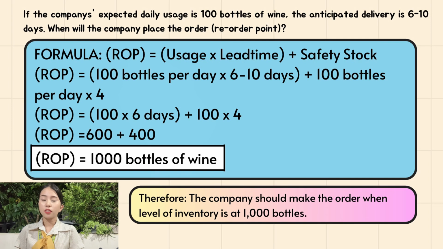So our usage is the 100 bottles of wine. Our lead time is 6 to 10 days. And our safety stock will be 4 days. So why 4 days? Because we will be counting 6, 7, 8, 9, 10. So that's exactly 4 days for the safety stock.